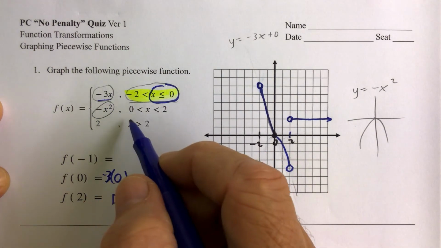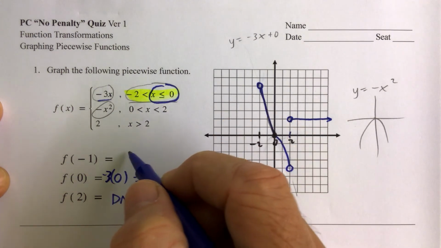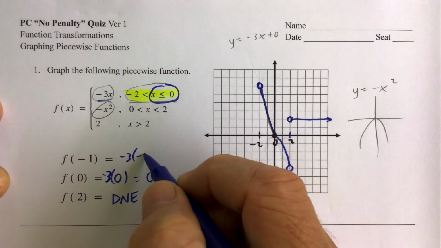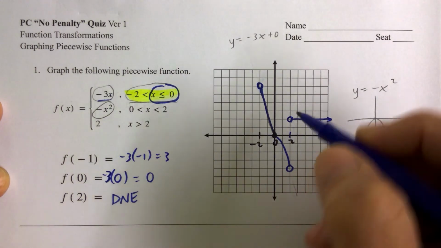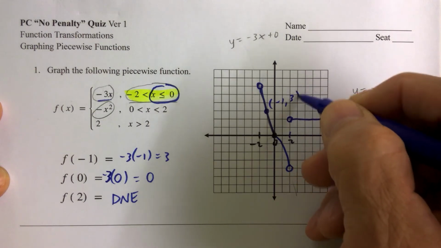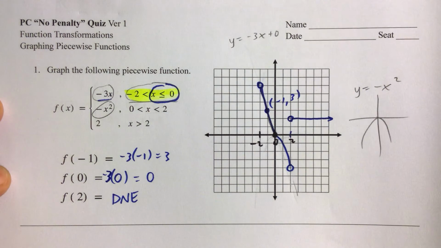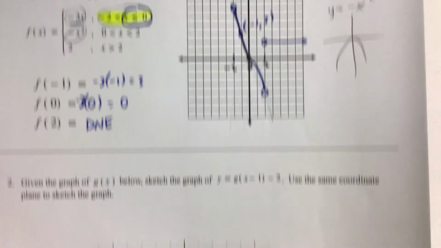Now f of negative 1, also negative 1 is between negative 2 and 0, so you would replace x in the first piece with negative 1, and you would get 3. And that's why the point negative 1, 3 is actually on the graph. Okay? So that takes care of the piecewise function part of this quiz.